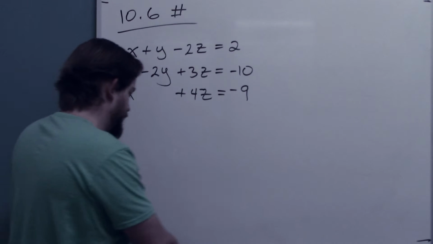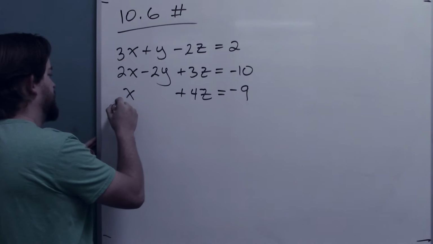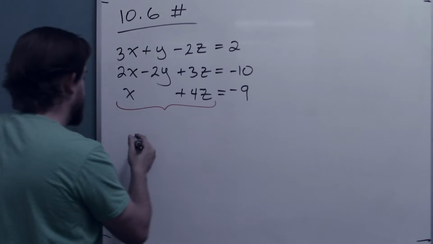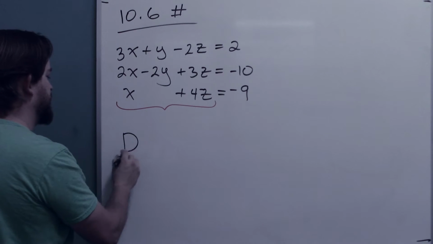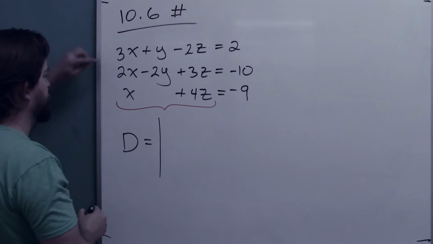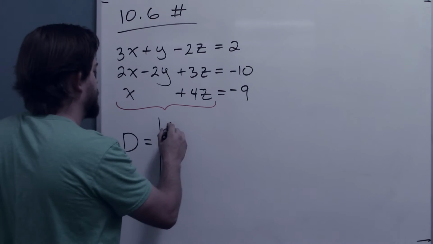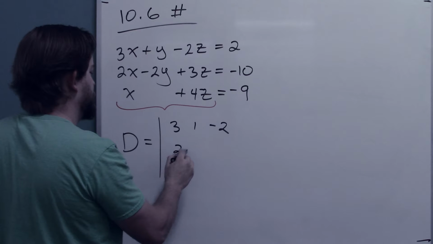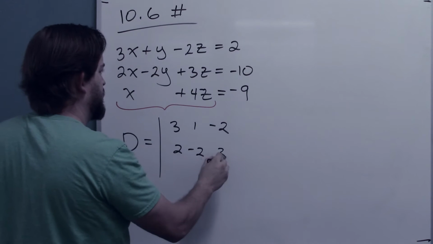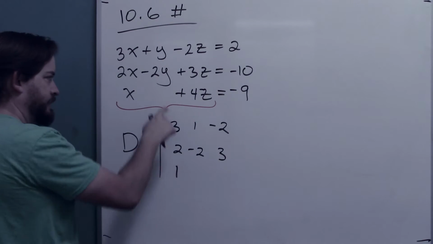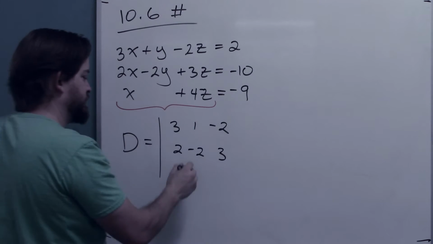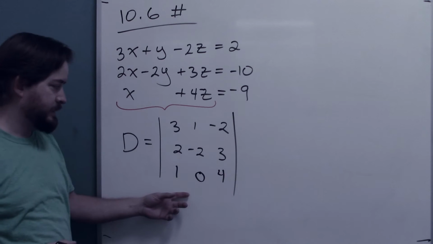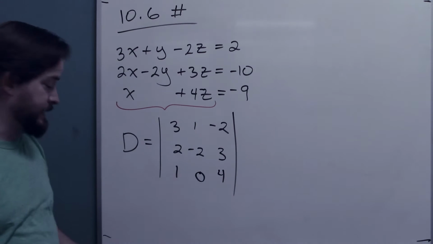Okay. So the first thing I want to do in order to use Cramer's rule is to find the determinant of the variable matrix. Right? So the determinant, I'm going to call it D, is simply the determinant of 3, 1, negative 2; 2, negative 2, 3; 1, 0, 4. There's a 0y here, so just 0. Whatever the determinant is here, that's D.